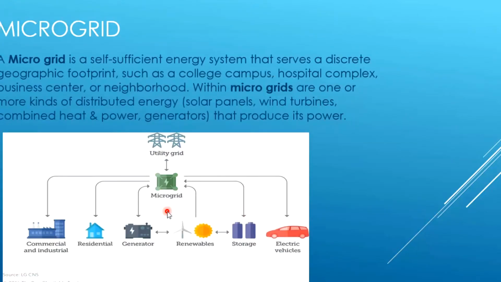Then comes the microgrid. So what is a microgrid? It's a self-sufficient energy system that serves a discrete geographic footprint, such as a college campus, hospital complex, business center, or neighborhood. Within microgrids are one or more kinds of distributed energy, that is solar panels, wind turbines, combined heat and power generators, that produce their own power.